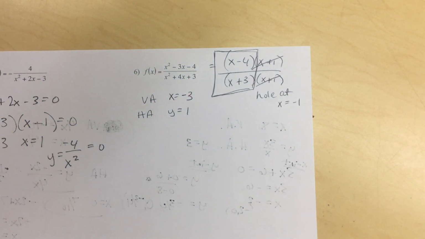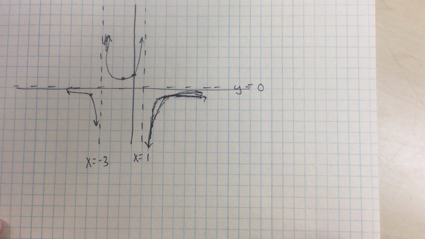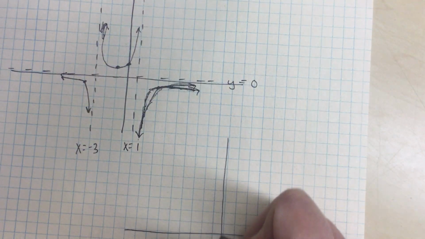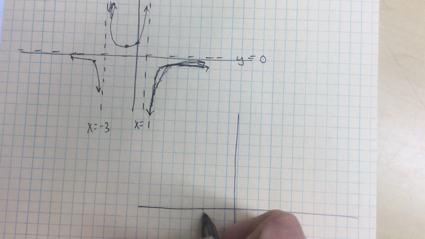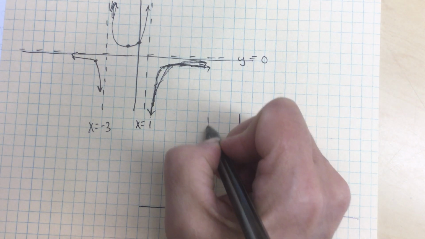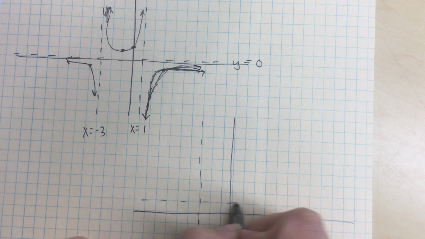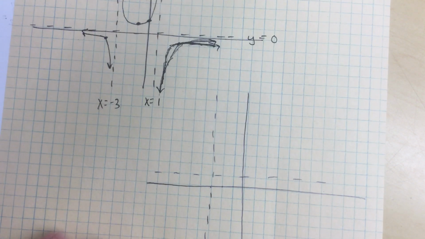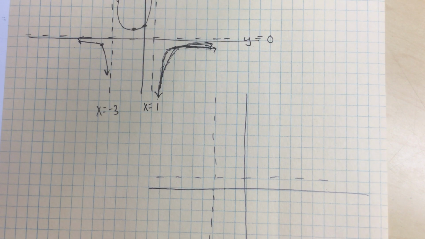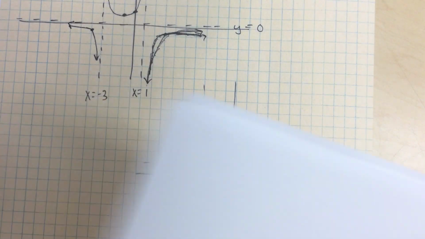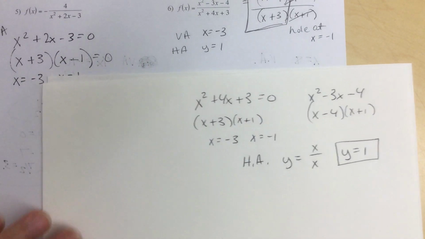So go to your graph paper. So we've got x equals -3 and y equals +1. We'll deal with the fact that we've got a hole after we sketch our graph in. Okay, so then, let's look at our equation here. We need to find our x and y intercepts.